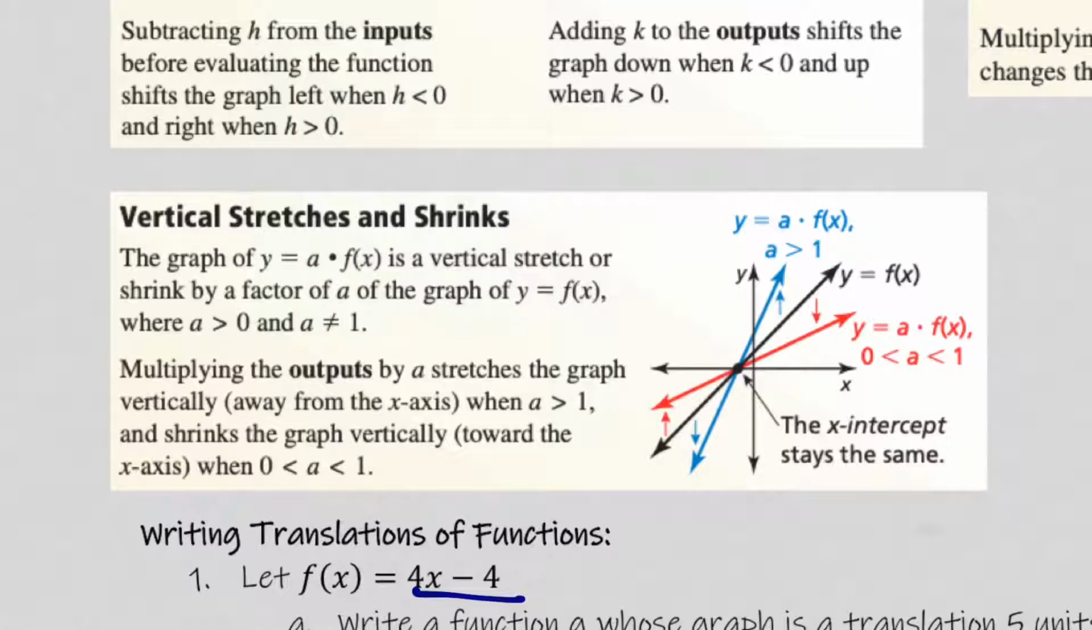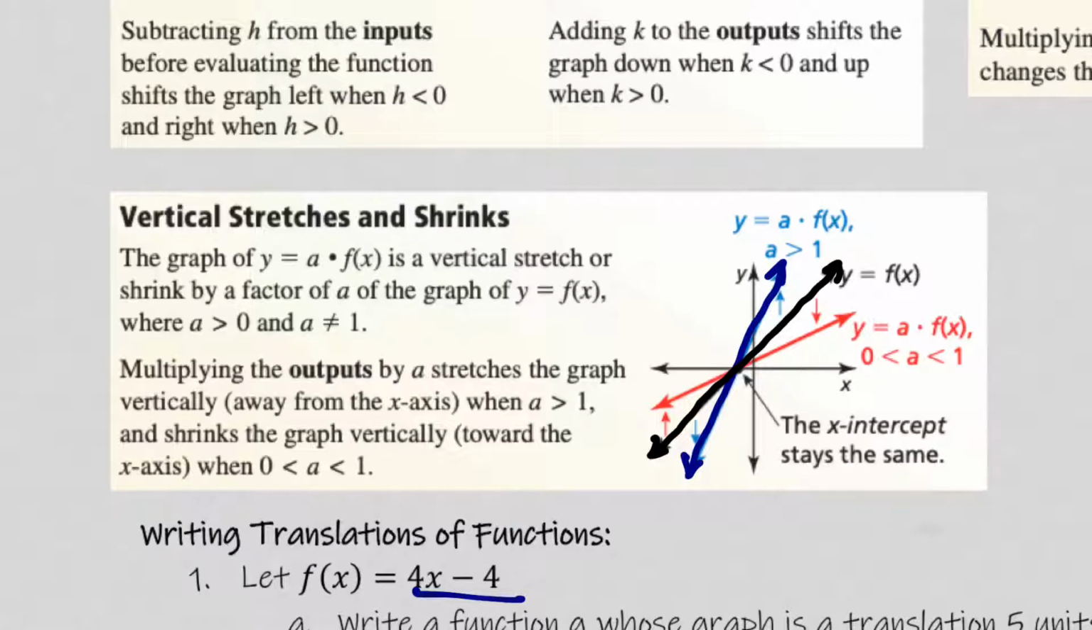We do a stretch if that number is greater than 1. It's going to stretch closer to the sky, or farther away from the x-axis. So right here, this shows the function f of x when there's no stretch or shrink. The blue one is stretching closer to the sky.